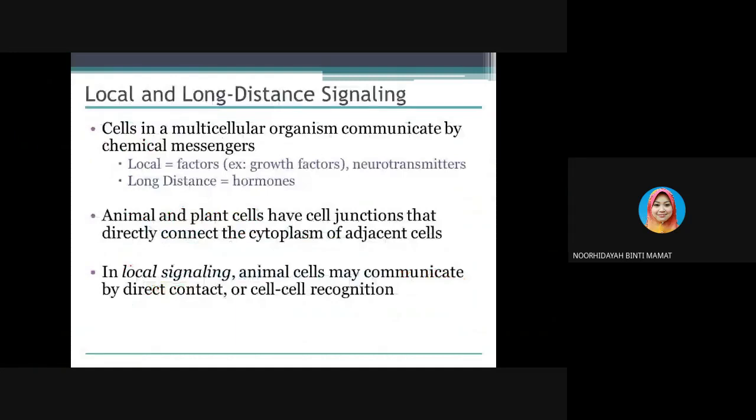So, local and long distance signaling. Cells in multicellular organisms communicate by chemical messengers. Local signals, for example, are growth factors or neurotransmitters, which are chemical signals. For the long distance, hormones are used. Animal and plant cells have cell junctions that directly connect the cytoplasm of adjacent cells. In local signaling, animal cells may communicate by direct contact, which is cell-cell recognition.